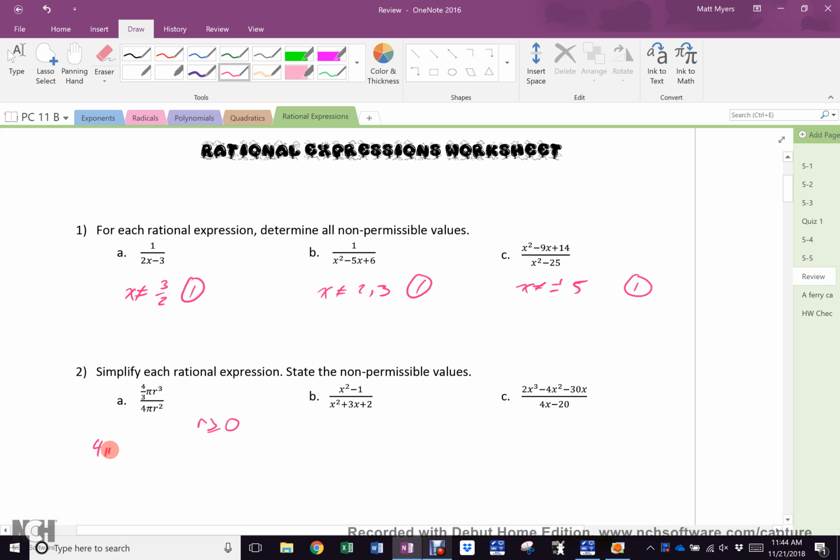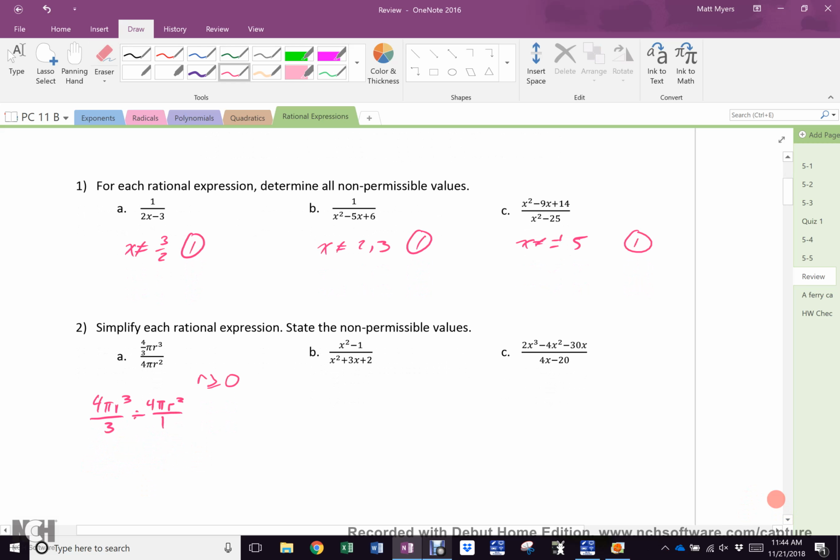That is 4 pi r cubed over 3 times 4 pi. No, I lie. Divided by 4 pi r squared over 1. So that's 4 pi r cubed over 3 times 1 over 4 pi r squared. Cancel, cancel, cancel, cancel. Cancel 2 of them. Cancel that. And I'm left with r over 3.